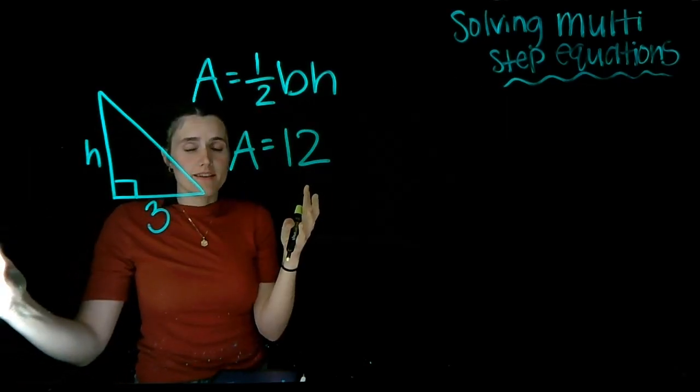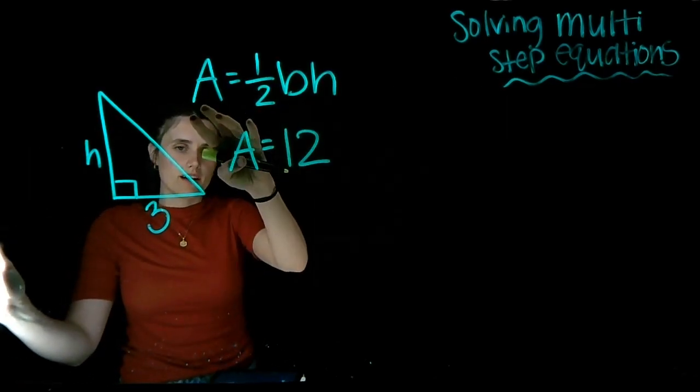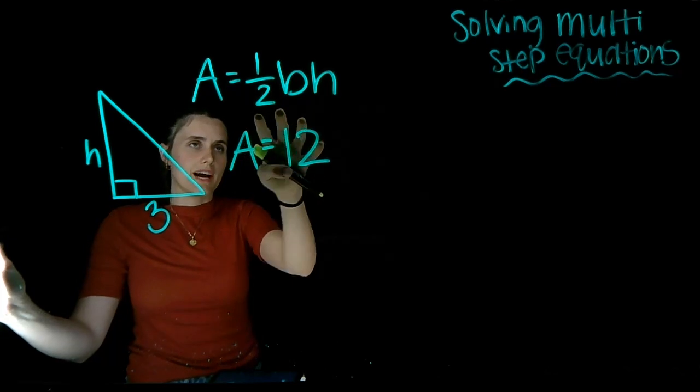If we are given something like this, we know that the area of a triangle is 1/2 base times height.